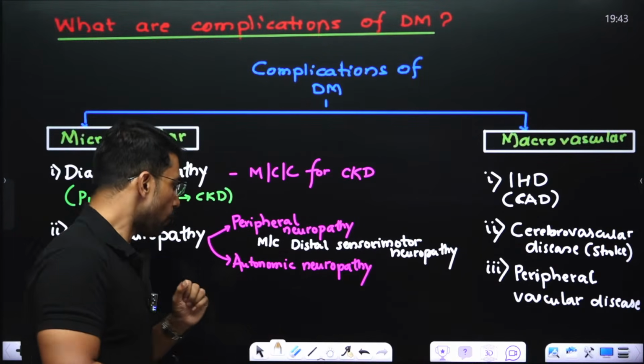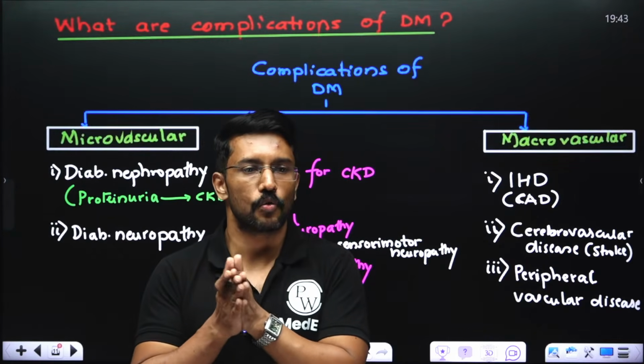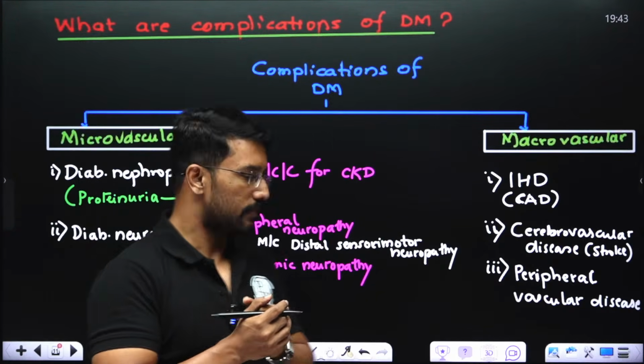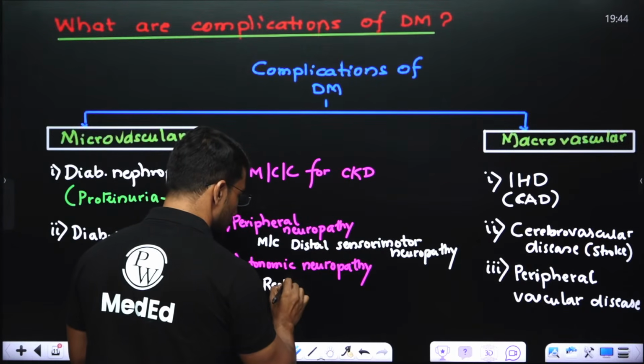Okay. Now, what does autonomic neuropathy lead to? First thing, we will lose the control on the heart rate and we end up with resting tachycardia.